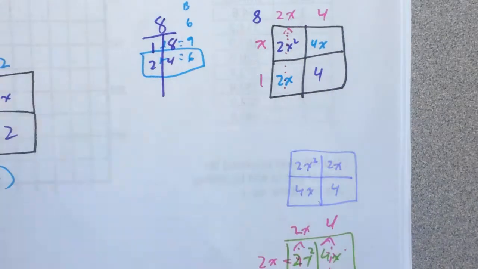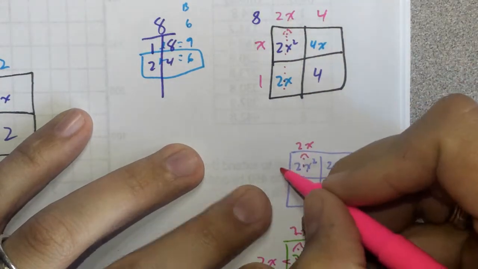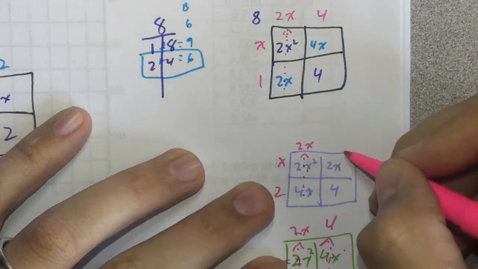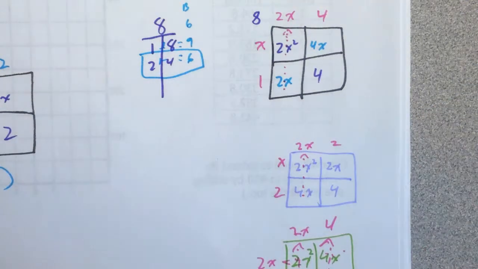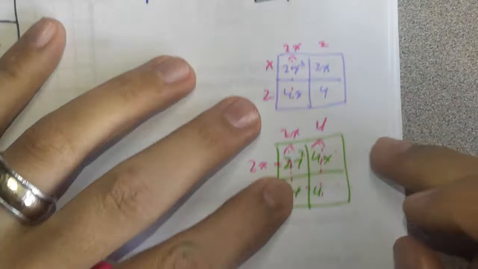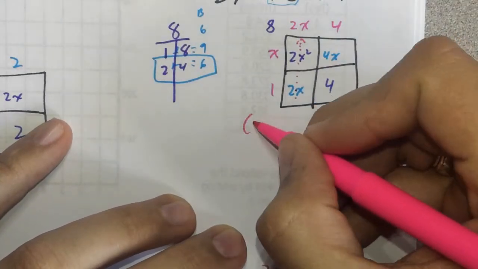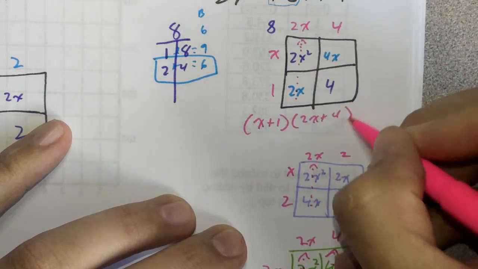If I do that and I do my greatest common factor here, I get 2x here, this is going to be x, this is going to be 2, and this is going to be 2 as well. 2 times 2 is 4. Now the reason I did this one, we know why this one is wrong. Watch what happens when we pull these factors off. This is x plus 1 and 2x plus 4.